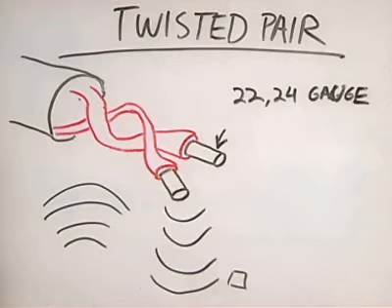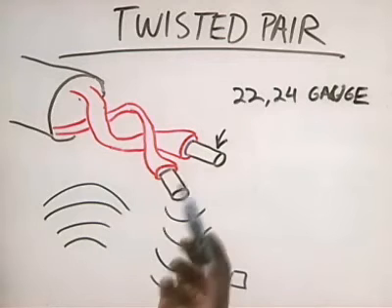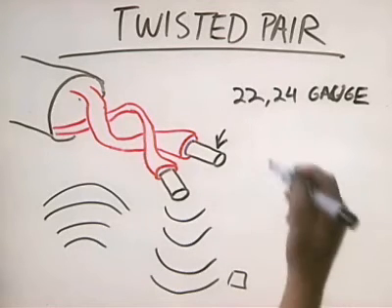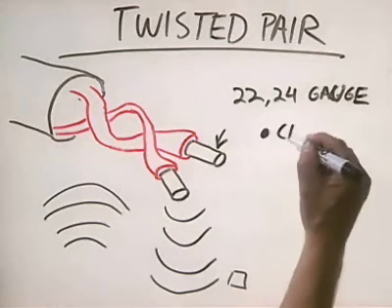Now, shielded twisted pair is quite a bit more expensive, and it's less commonly implemented than unshielded twisted pair. If you see the acronym STP, we're talking about shielded twisted pair. If you see the acronym UTP, we're talking about unshielded twisted pair. There are different types of twisted pair wiring that you need to be familiar with, just like there were for coaxial. They're rated according to what's called their category.